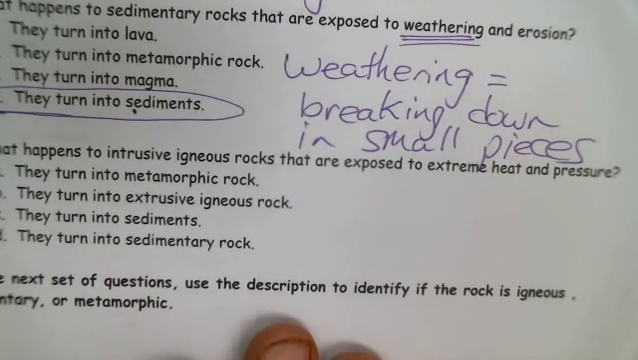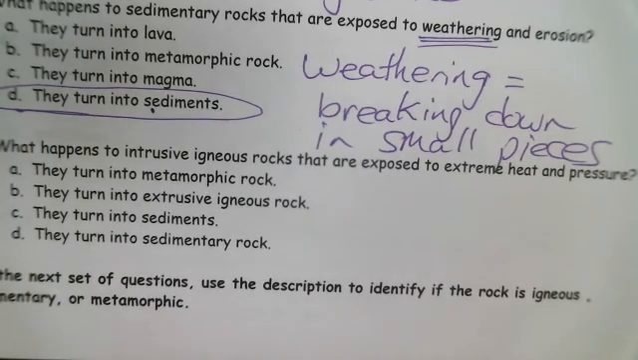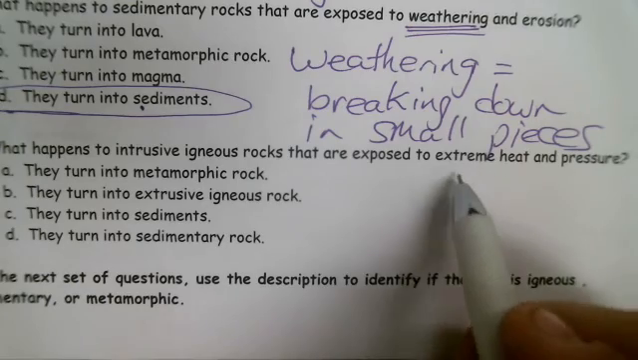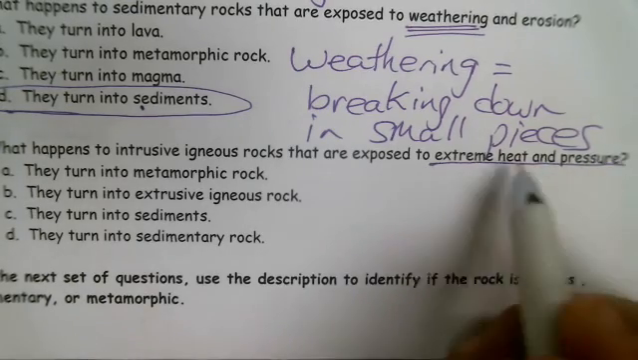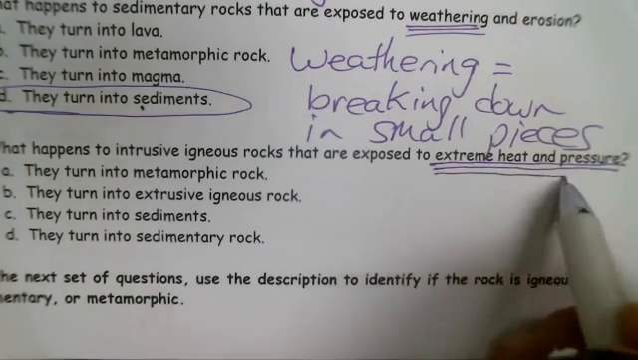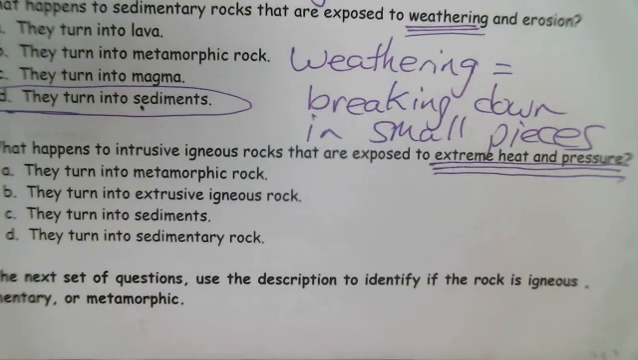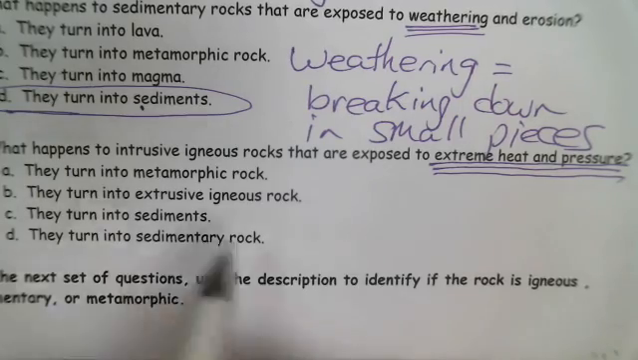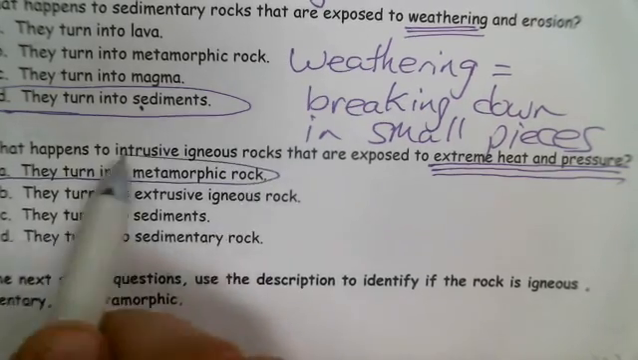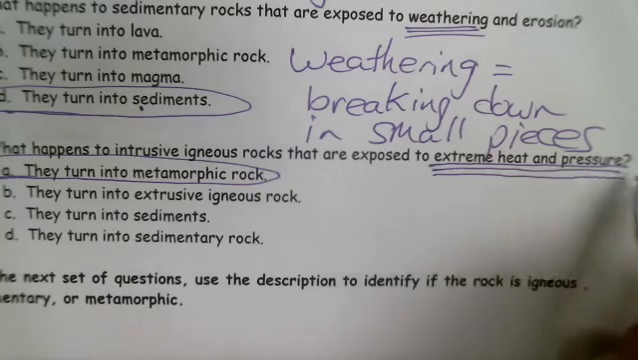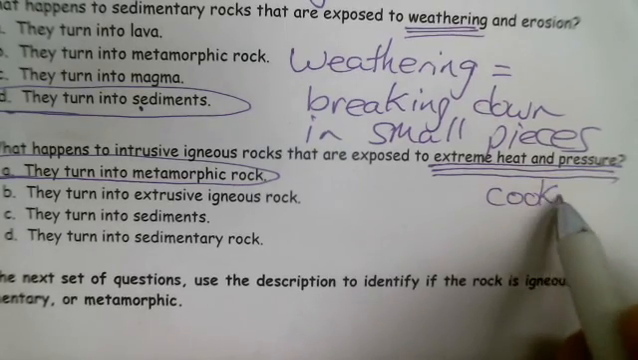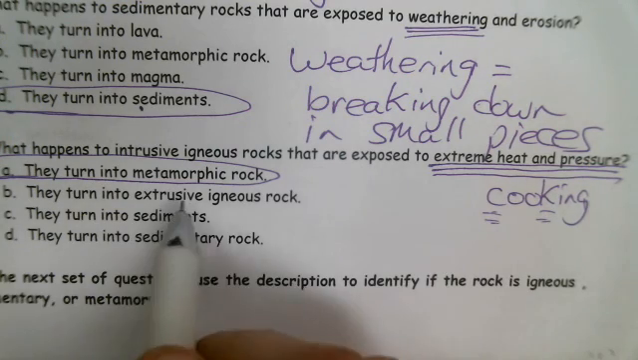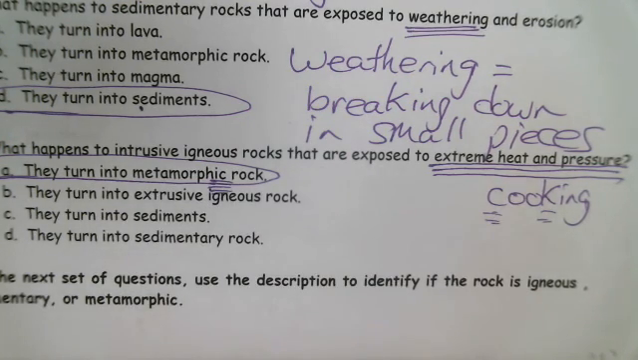Next, number 33. What happens to intrusive igneous rocks that are exposed to extreme heat and pressure? Please underline extreme heat and pressure. Underline it several times. Whenever you see that phrase, you know that it's going to be metamorphic rock. Option A. Extreme heat and pressure is another way of saying that you're cooking the rocks. It has the hard K sounds in there, and metamorphic has the hard K sound at the end.